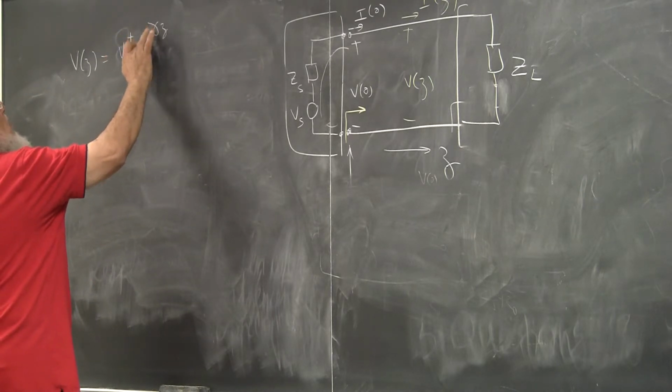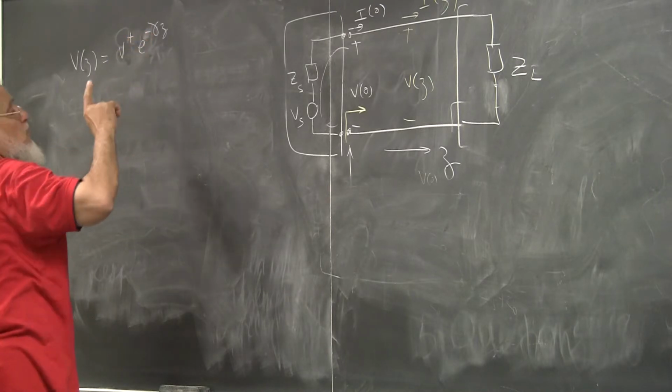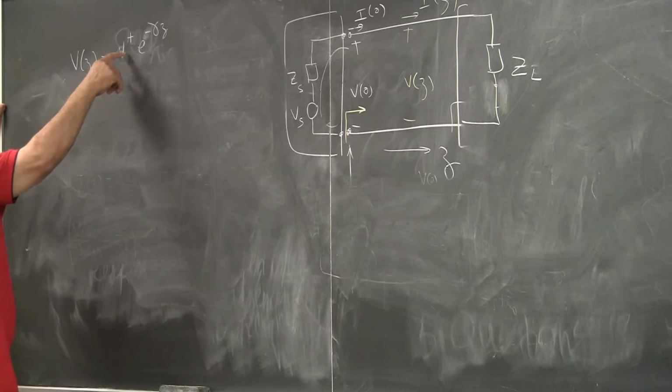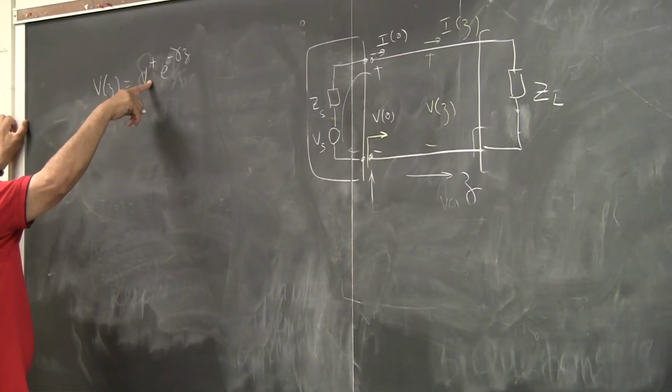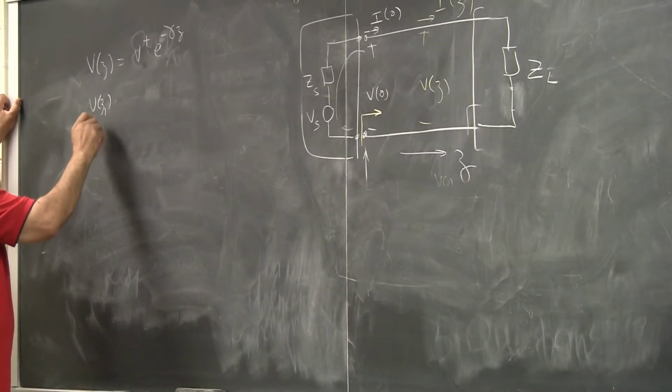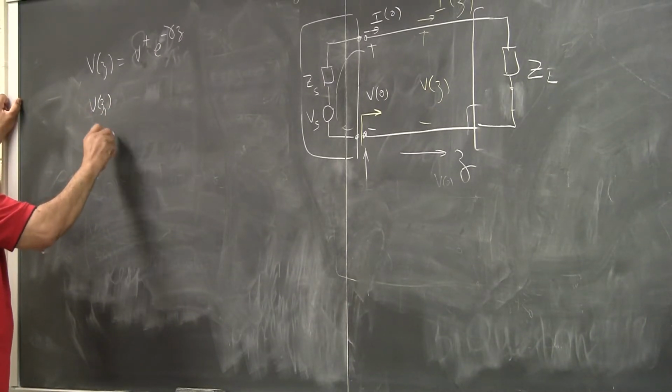V plus e to the minus gamma z. I forgot to do something before I get to the general solution. I want to see the voltage wave at some location relative to another. We said that this one here is actually V of 0, if you remember. So let's say V of Z1, V of Z2.